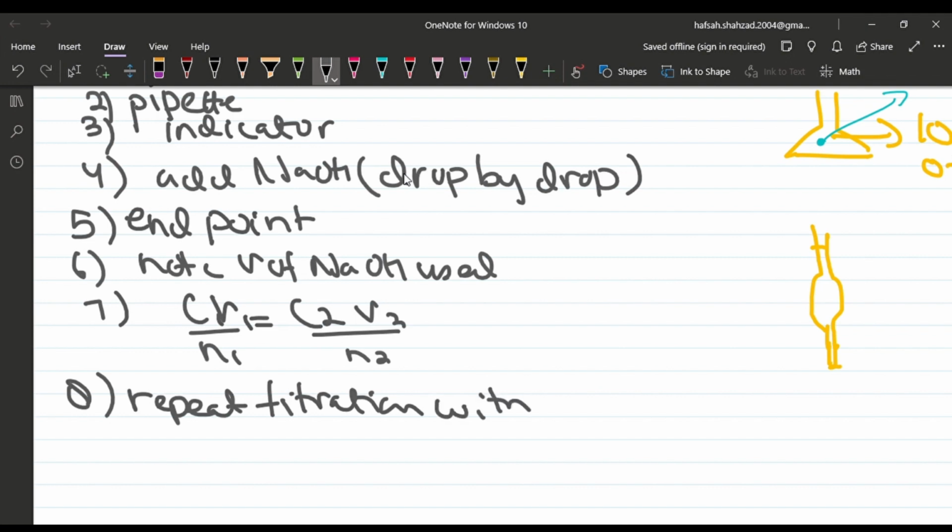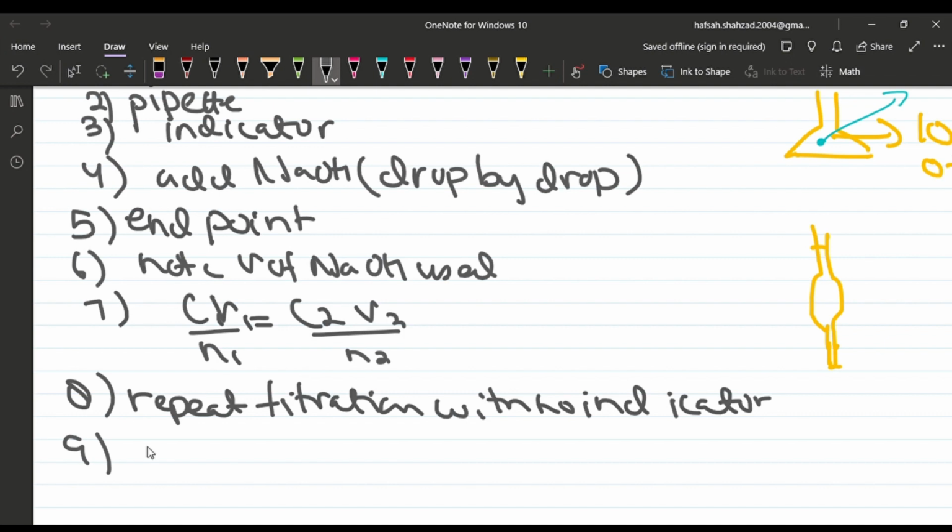with no indicator. Ninth point is you have your salt, right? Because obviously all the acid and all the alkali have been used, so there's only salt left and water, obviously.